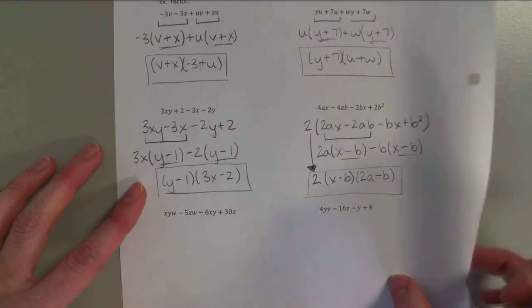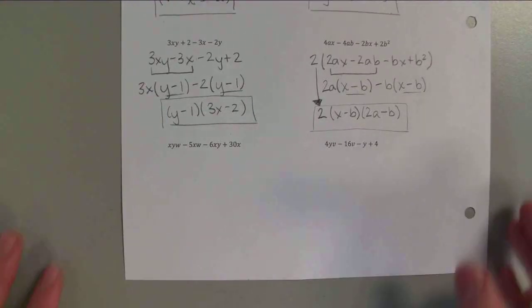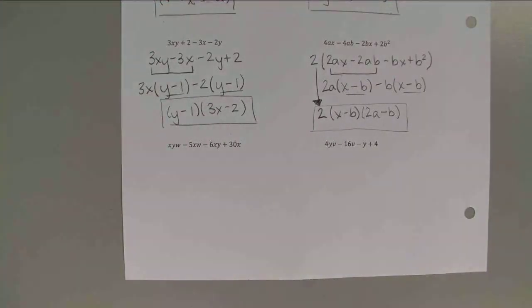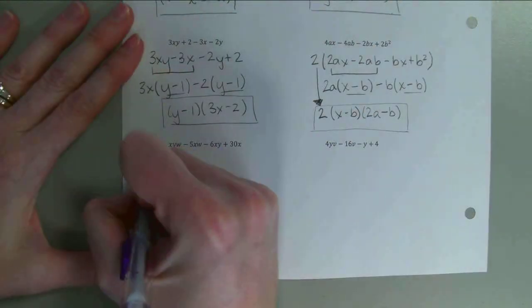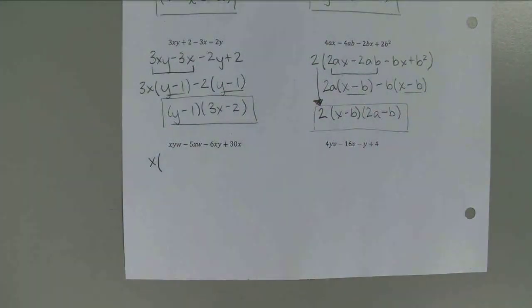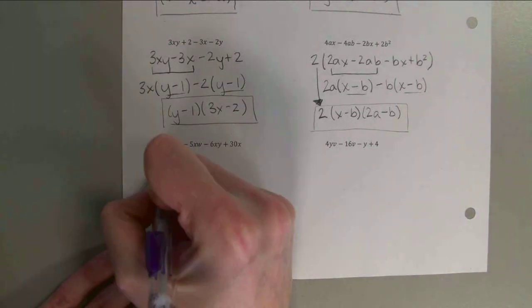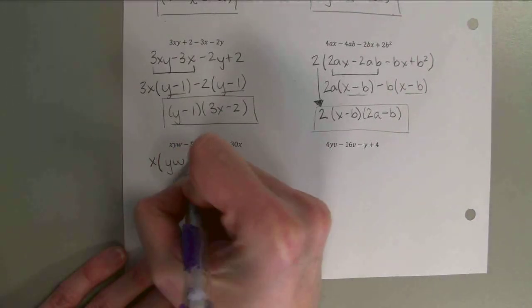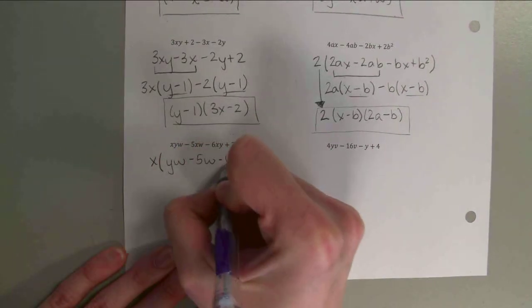You're doing great. Looking at these 4 terms, is there a number we can pull out of all 4? No, but what about a variable? Yeah, we'll pull out an x, okay? So we'll pull out the x, and again, it's a GCF out of all of them, so it's not a little grouping. I'm pulling it out of all of them. So we'll just mix all the x's, right? So this will become yw minus 5w minus 6y plus 30.